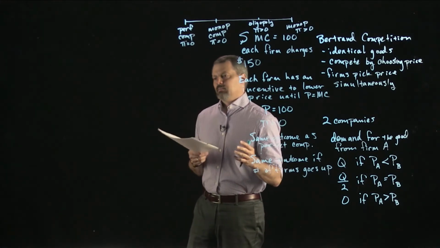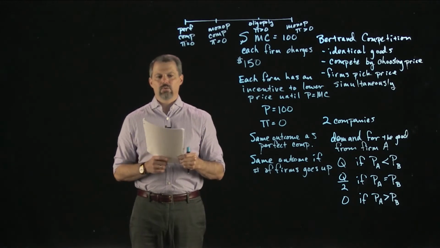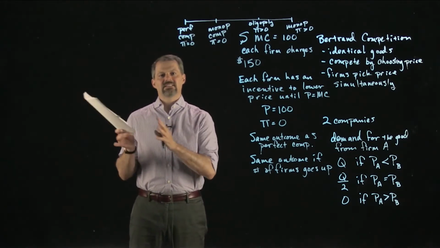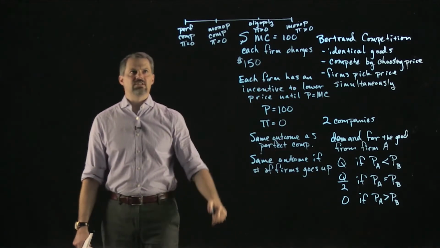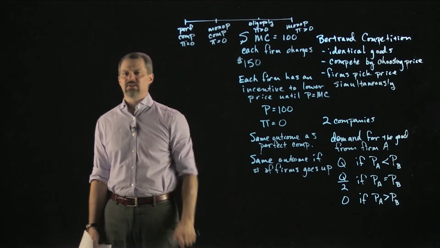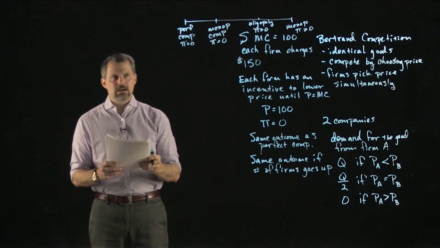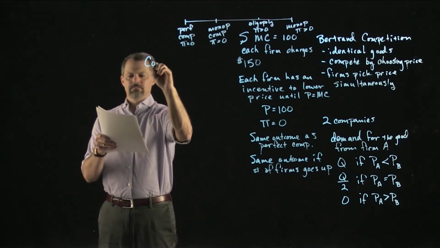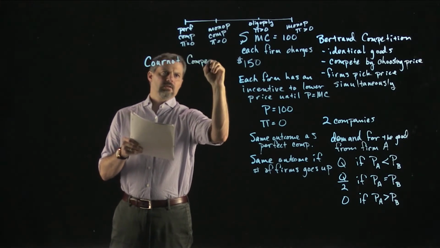Let's talk about something that falls in between the two here. So we've discussed the collusive outcome. That's the same as monopoly. We've talked about Bertrand competition. That's the same as perfect competition, same outcome. Now we're going to talk about a different type of oligopoly that's known as Cournot competition.